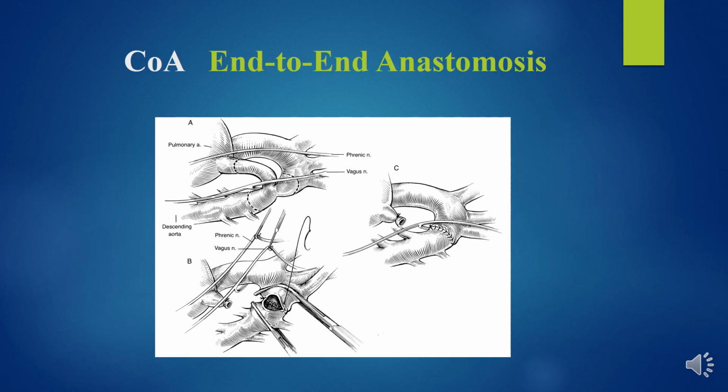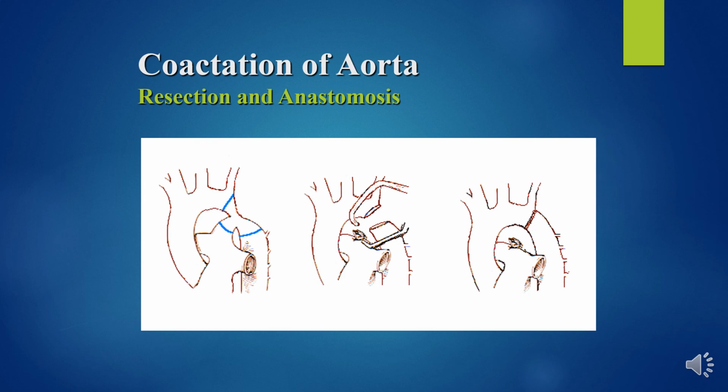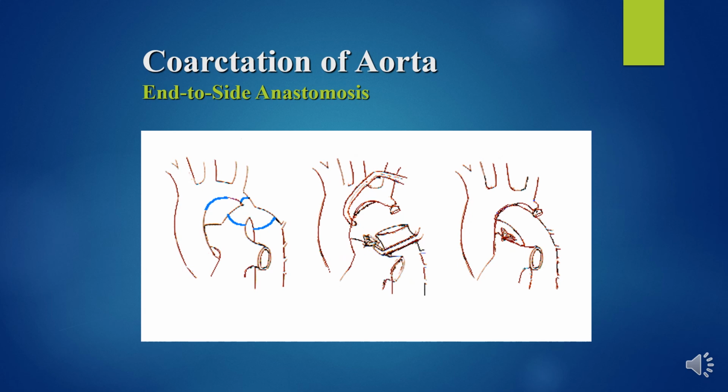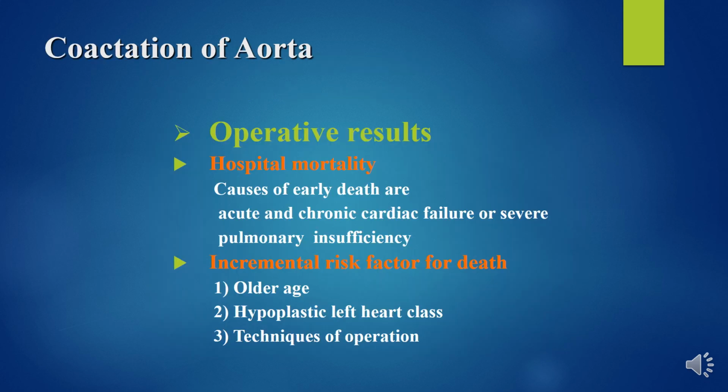End-to-end anastomosis can be performed after resection. Extended end-to-end anastomosis. And these are the sites of resection anastomosis. Resection and extended end-to-end anastomosis. End-to-side anastomosis. Enlargement of VSD. Resection of the conal septum.